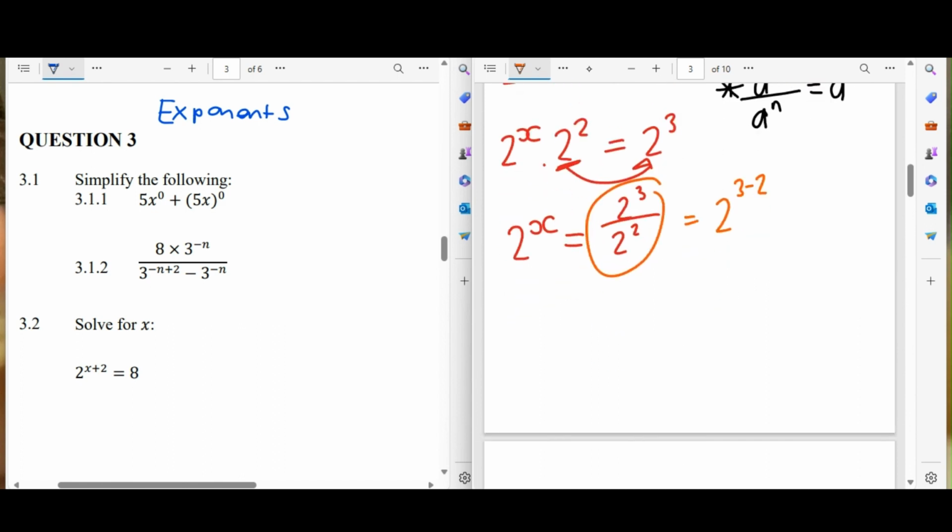Let's keep going. That means we've got 2 to the x is equal to 2 to the 3 minus 2, which is just 2 to the 1. Then the bases are the same. The reason we need the base the same is, if this is the same as this, it means that the exponent has to be the same. So we can then say x is equal to 1.